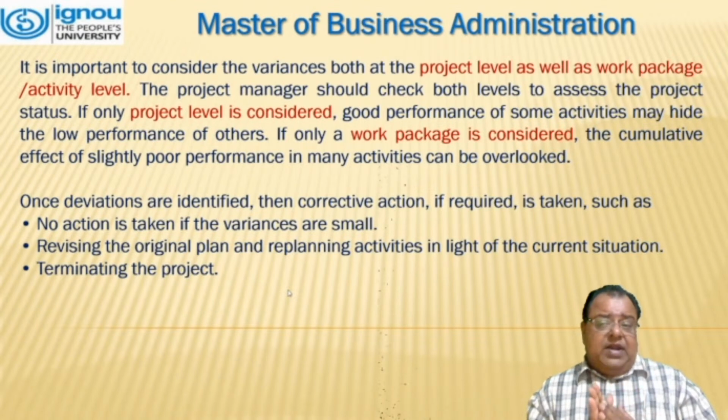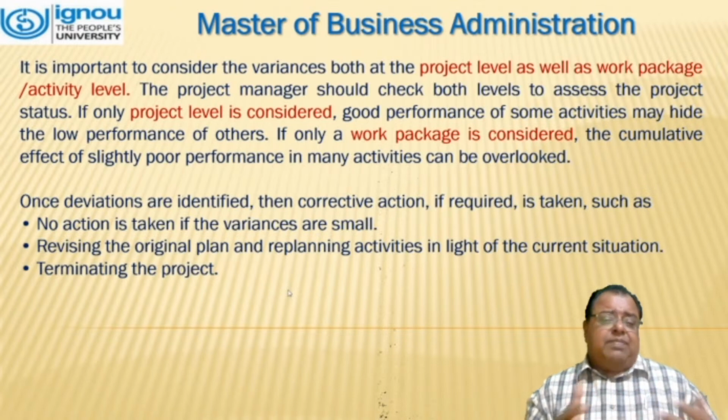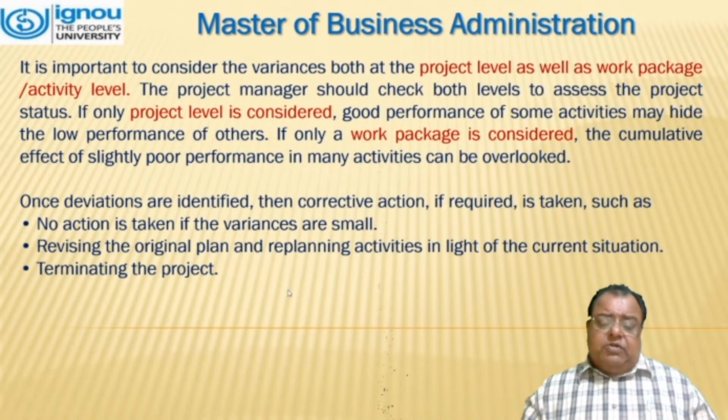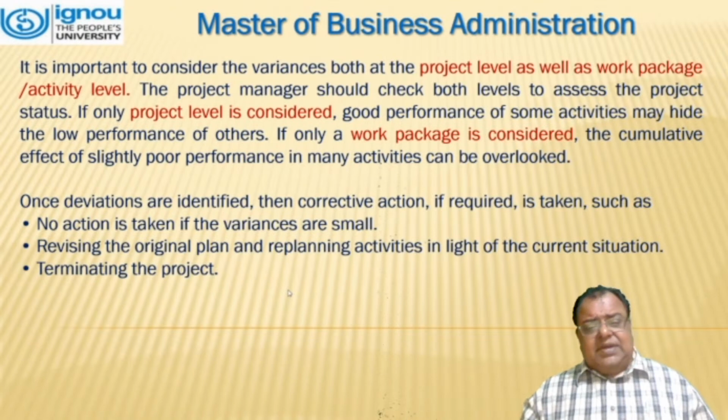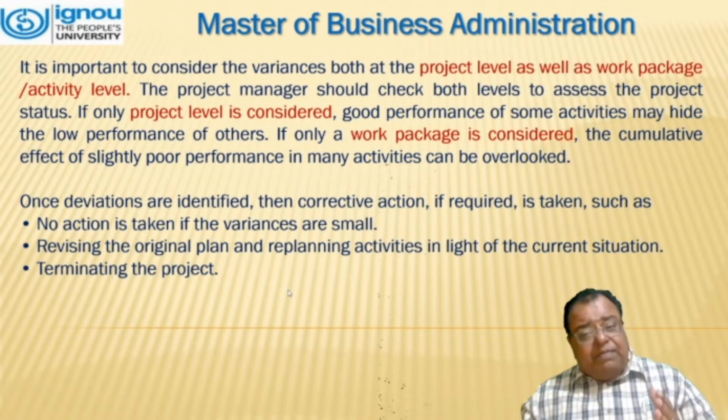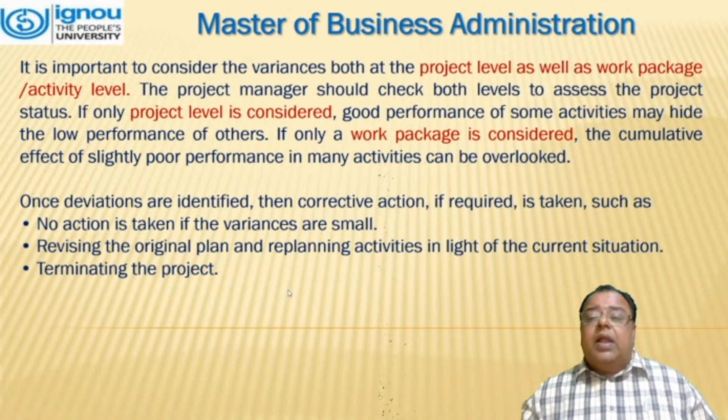It is important to consider the variance both at the product level as well as the work package or activity level. The project manager should check both levels of access, the project status. If only project level is considered, a good performance of some activities may hide the low performance of other. If only a work package is considered, the cumulative effect of slightly poor performance in many activities can be overlooked.